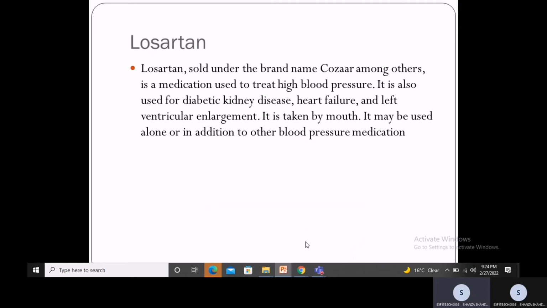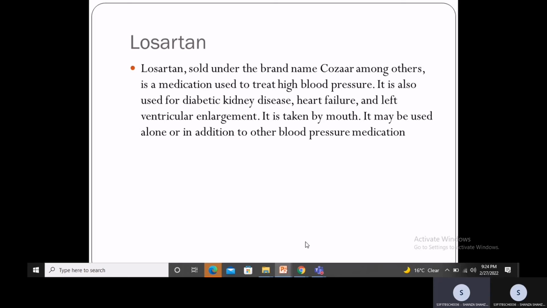In my next slide, losartan. This is an ARB, losartan. Sartan is the suffix for ARBs. Losartan, sold under the brand name Cozaar, among others, is a medication used to treat high blood pressure. It is also used for diabetic kidney disease, heart failure, and left ventricular enlargement. It is taken by mouth. It may be used alone or in addition to other blood pressure medication. You can use losartan with other medicine that is used for the control of your blood pressure.